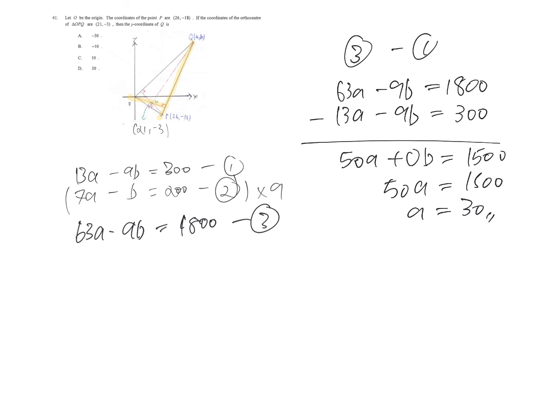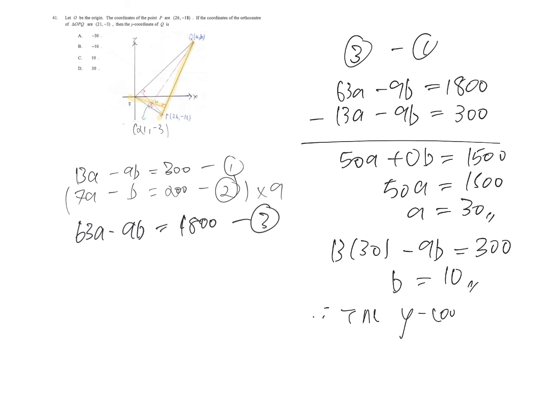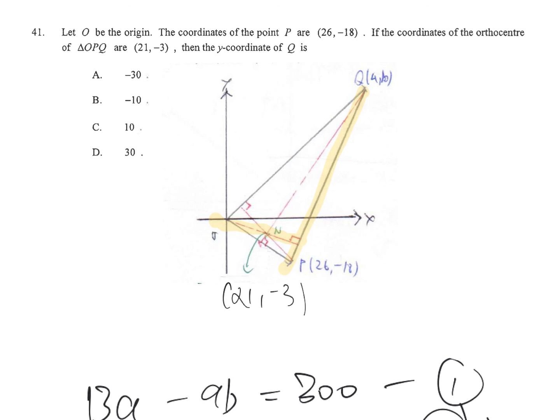After that, we substitute the value of a back into any of the equations. So let's substitute it back into equation 1. Then we get our answer that b is equal to 10. The y coordinate of Q is 10. So the answer is C.